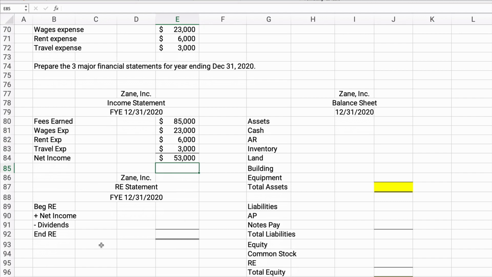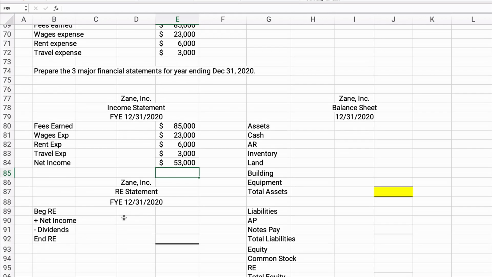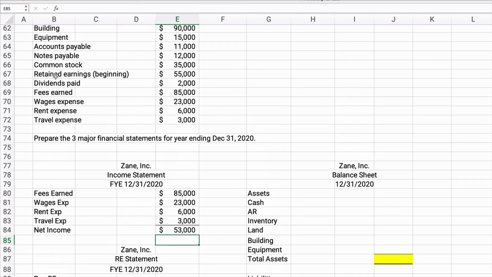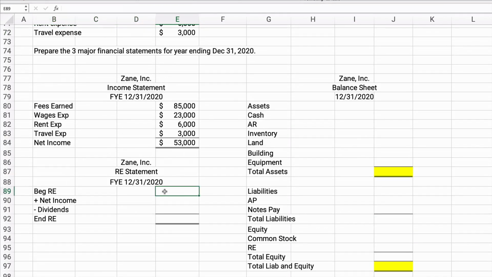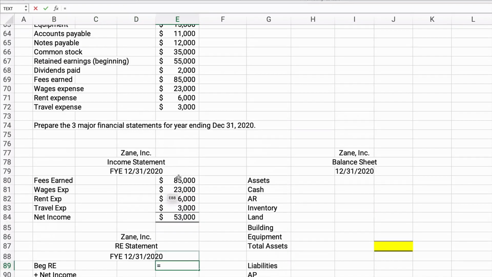All right, on the retained earnings portion, we need beginning retained earnings. Now, this company has beginning retained earnings. So we're going to take the $55,000 and drop it here. I'm going to point to it.